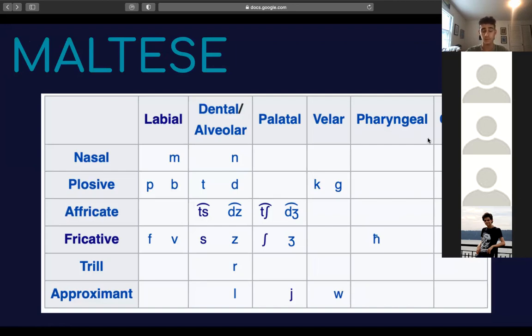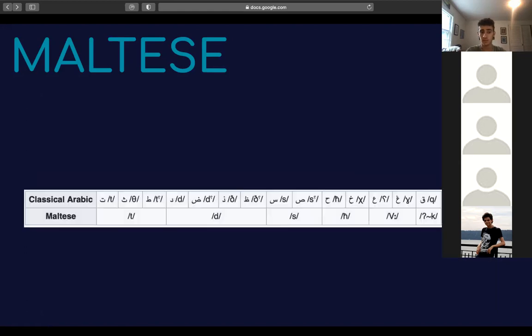Now moving to Maltese. The Maltese consonant inventory is basically an Italianized version of Arabic. It includes the ha, but otherwise it's basically Romance. You can see which Arabic sounds merge into Maltese sounds in here.